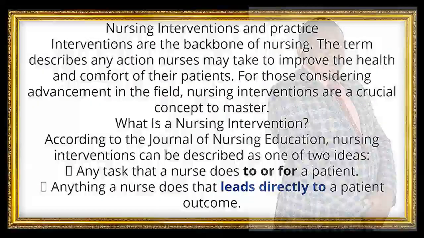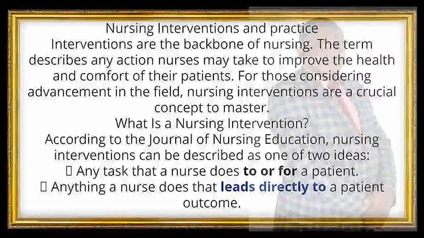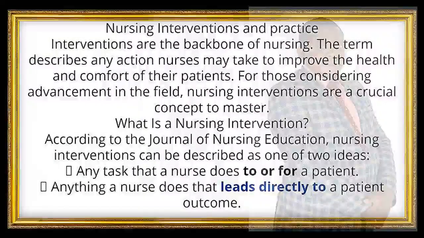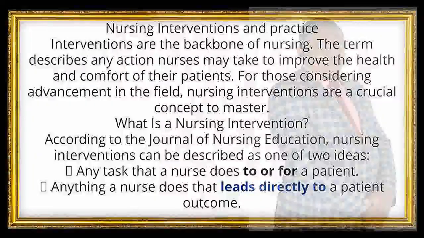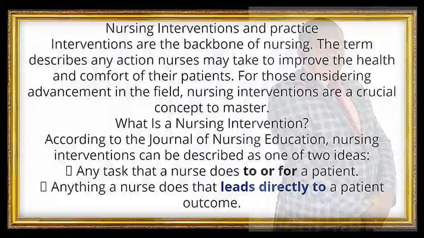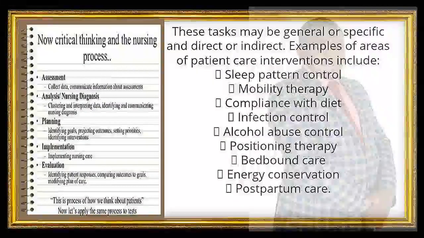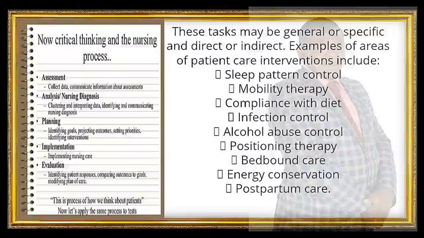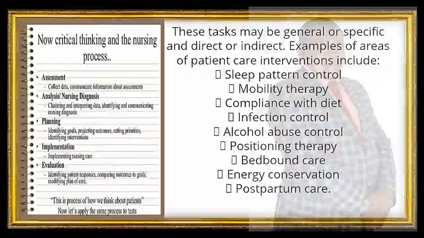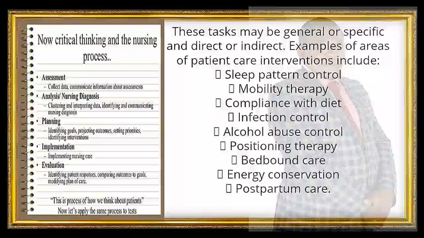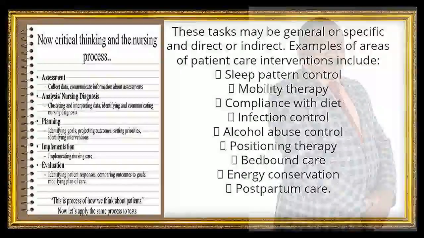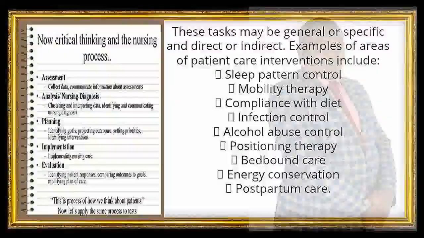Okay, so the first idea is any task that a nurse does to or for a patient, and the other idea is that anything a nurse does that leads directly to a patient's outcome. So these tasks may be general or specific and direct or indirect. Examples of areas of patient care intervention include sleep pattern control, mobility therapy, compliance with a diet, infection control, alcohol abuse control, positioning therapy. Okay, it can be bed-bound care or energy conservation and postpartum care.